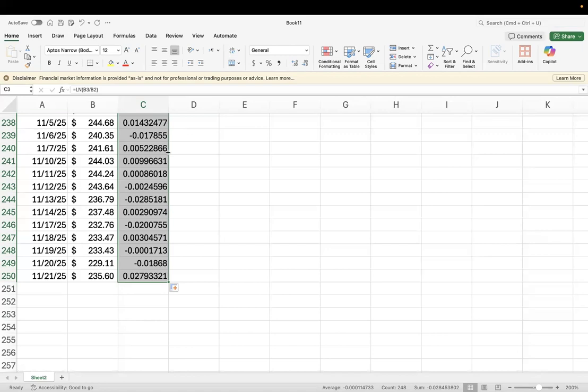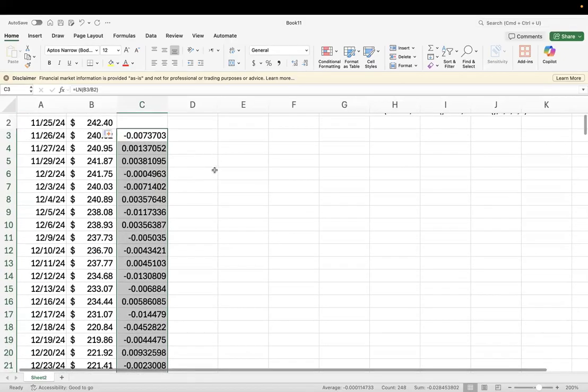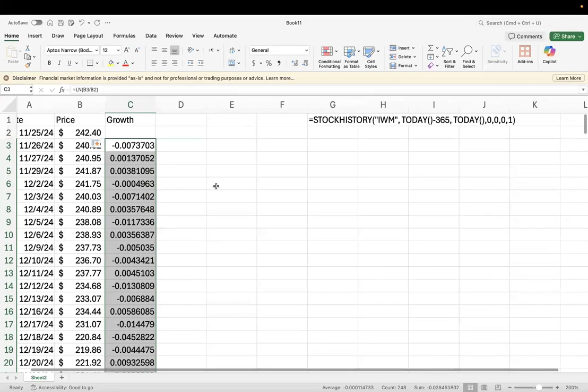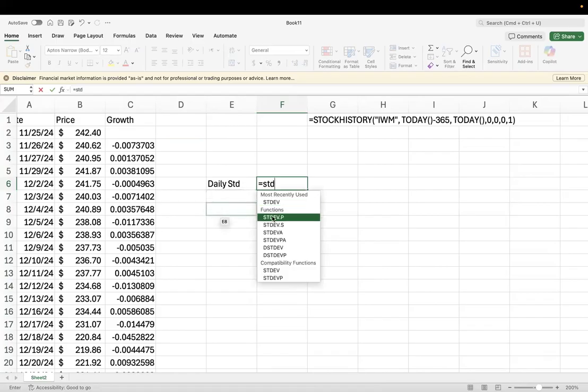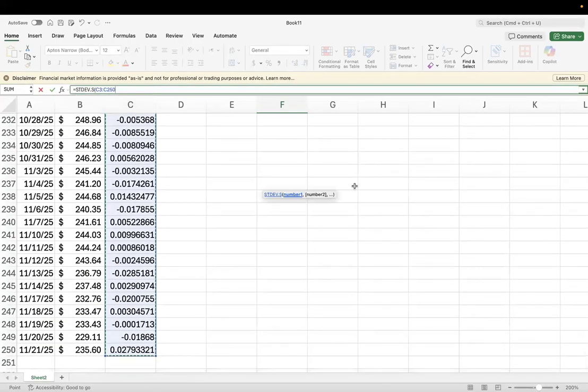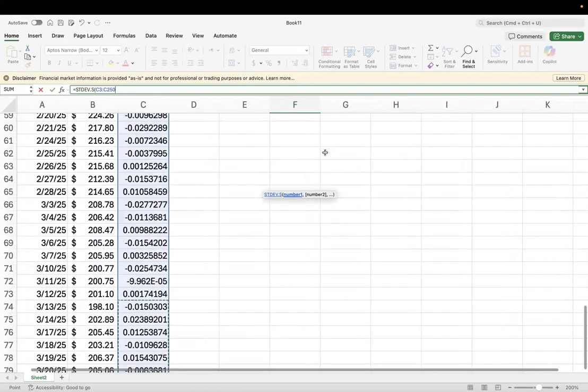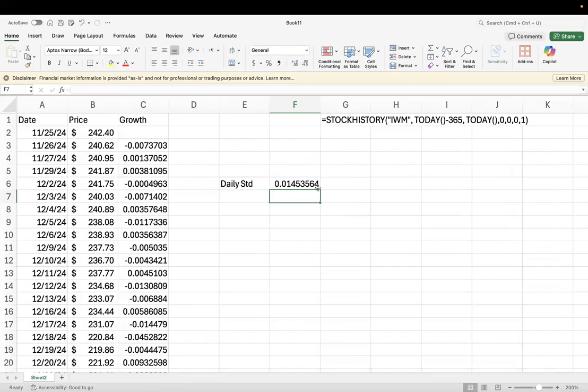Yes. So now that we got all of this, I can easily calculate the daily standard deviation. And it's calculated as STDEV.S, and then I select all the growth that I got here. So right here I got daily STD.